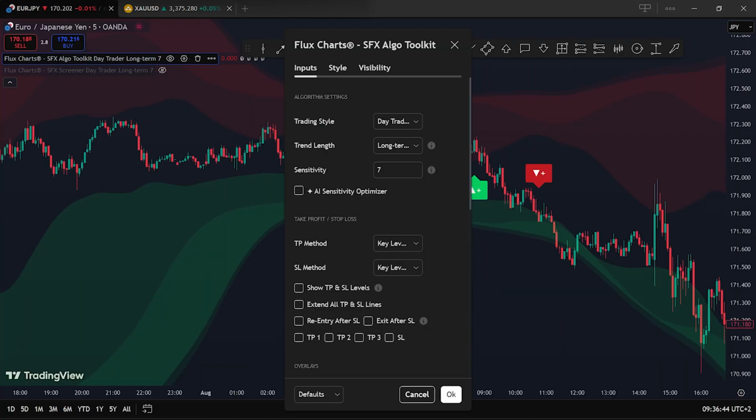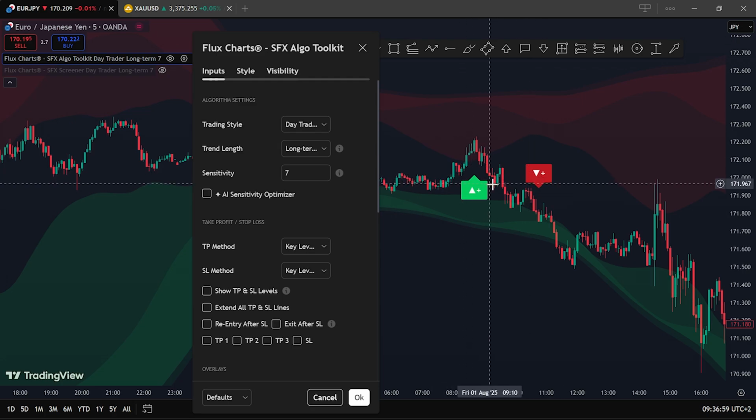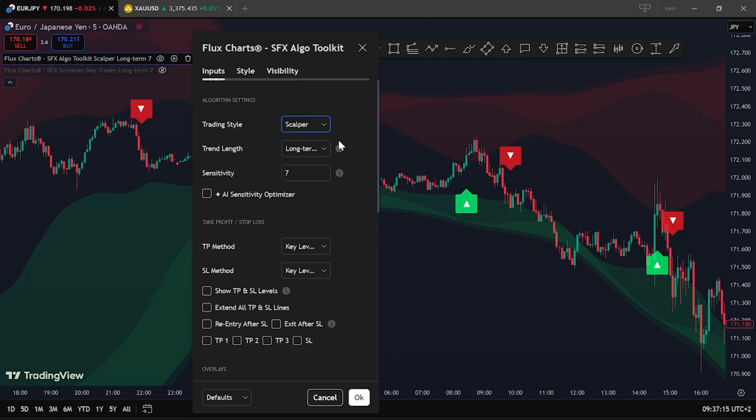But let's talk a little bit more about SF Algo Toolkit settings. Here you can see the algorithm settings, on the trading style. If you're a day trader, you can adjust these signals that appear on the chart. If you're a day trader, the signals will be less. But if you are a scalper, then these signals will be a little bit more. If you're using the lower time frame, you can adjust even the trend length, like the short term, the medium term, and the long term length.